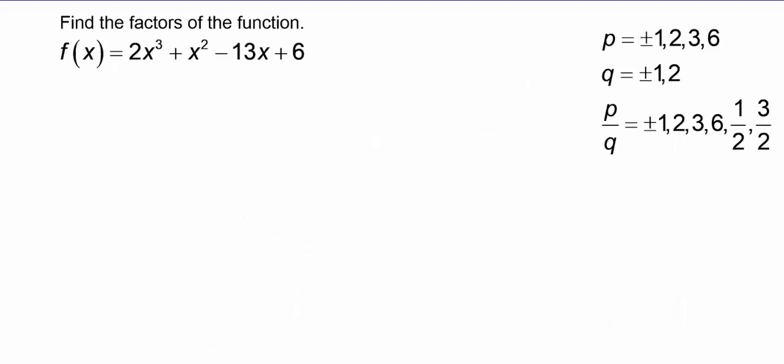Moving on to this next problem. Again, what I've done for you is I've listed the possible p-values over here and the q-values here, and you'll notice this time when I use a q-value of 1, I get all these integer values, but then when I use a q-value of 2 and take the p over q value, I now get a half and 3/2, both plus and minus, as my values.